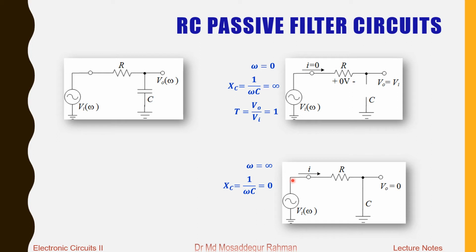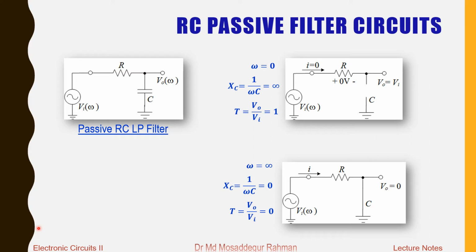There will be a flow of current, but there will be no voltage at the output terminal, because the output terminal is shorted to ground. So what we have got here is that at a very high, extreme frequency, the capacitor becomes a short circuit and the output voltage becomes 0, and the transmission V0 by Vi will be 0. So at zero frequency we get 100% transmission. At extreme high or infinite frequency we get 0 transmission.